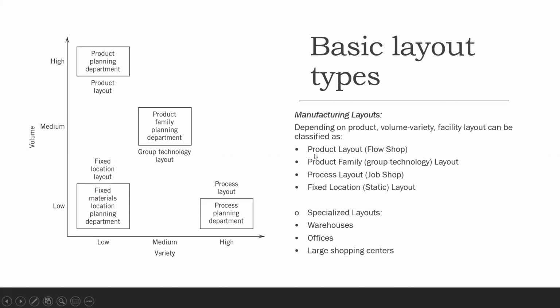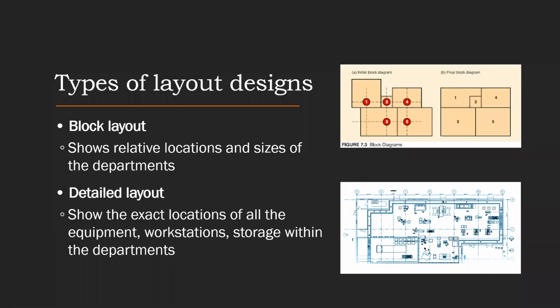Ayan. So, pag product layout, flow shop ang tawag sa kanya. Group technology naman, pag po ginugroup natin yung mga lines into product families. And then job shop naman po, pag focus tayo halimbawa sa process. And then static, yun nga, fixed location. And then there are several other specialized layouts like warehouses, how will you build one, then offices na magde-define ng functions ng kada departments and even large shopping centers and the likes.